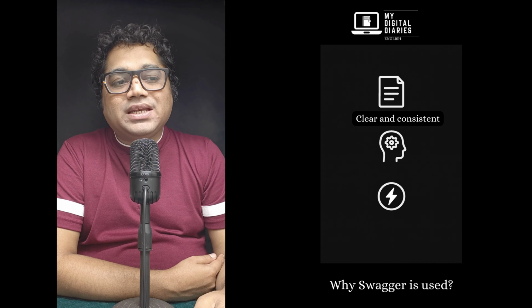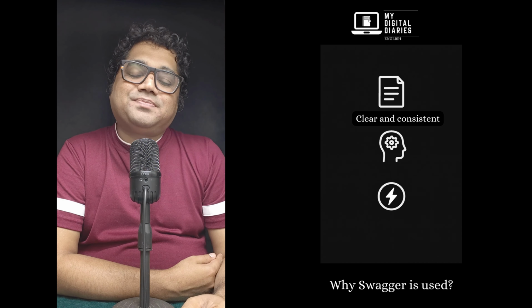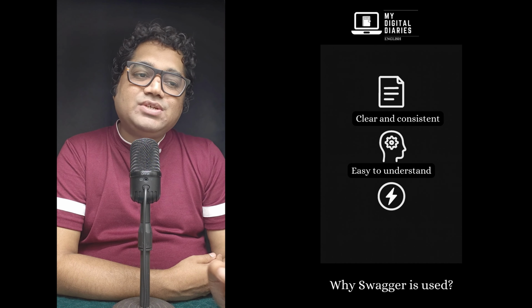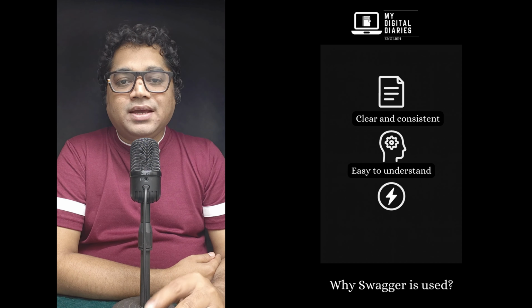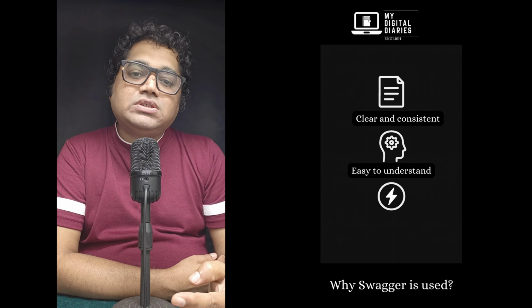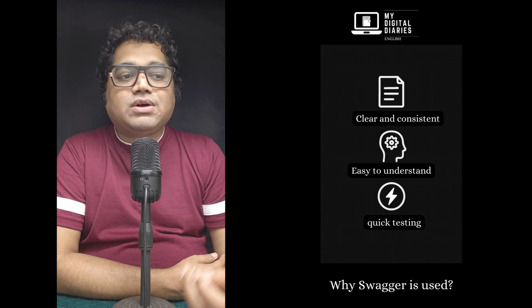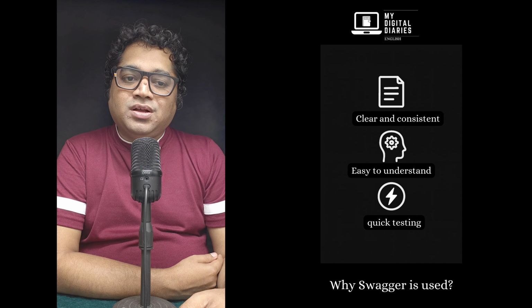Have you ever tried to use an API with half the documentation? It will feel like you are assembling IKEA furniture with missing steps in between. Frustrating, right? Swagger solves the problem. It is used because it keeps the API documentation clear and consistent. It makes APIs easy to understand for both humans as well as machines. It allows you to do quick testing without writing any extra code.